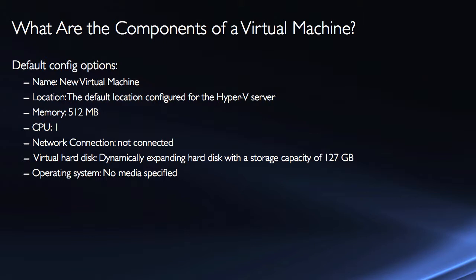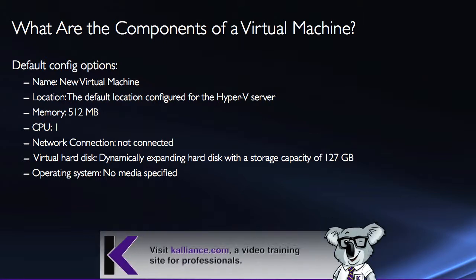Virtual hard disk. So dynamically expanding hard disk is the default, and the default storage capacity of 127 gigabytes. That's the default, and not only that, it's also bound to your IDE controller. Because remember, if I'm creating a new virtual machine and I intend to install an operating system, the boot drive must be on the IDE controller. Now, I can change the size of it here if I want to, or I can change it and decide to not create the disk right now. But the default is it will want to create a dynamically expanding disk.